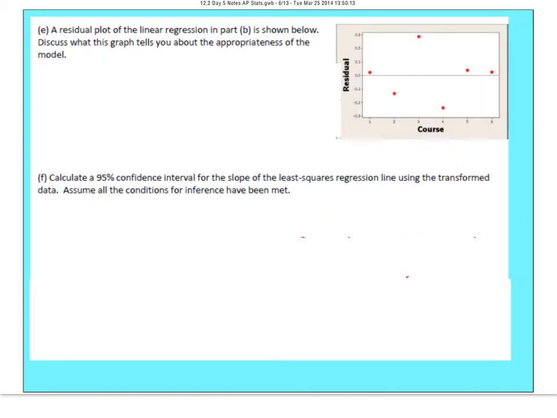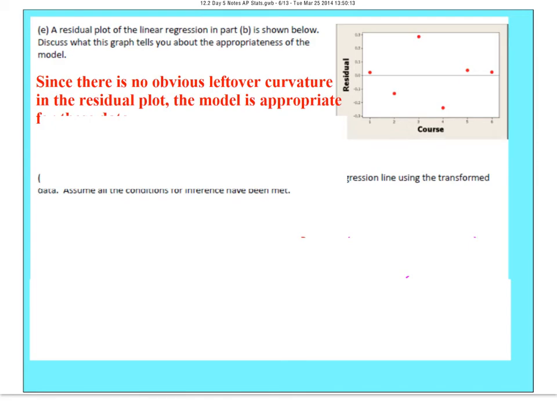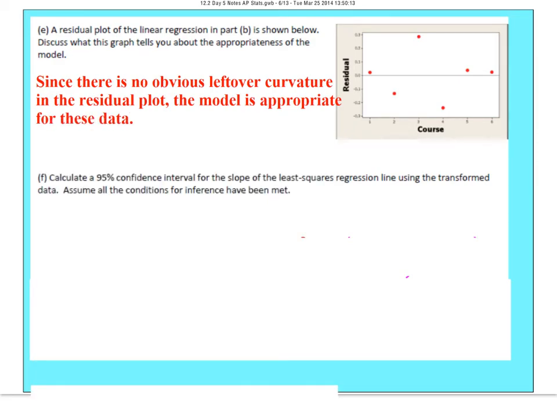I'm curious if this is even a great model or not. So part E says this. A residual plot of the linear regression is shown over here, where we have the course and the residual using our transformation of the natural log of y. Discuss the appropriateness of the model. Well, since there's no obvious leftover curvature in the residual plot, the model is appropriate for this data.